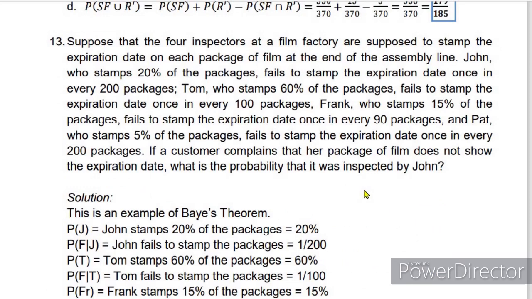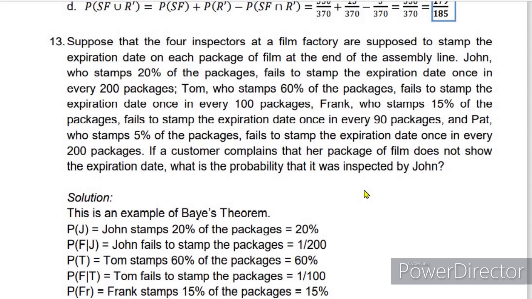Okay, so number 13. Suppose that the 4 inspectors at a film factory are supposed to stamp the expiration date on each package of film at the end of the assembly line. John, who stamps 20% of the packages, fails to stamp the expiration date once in every 200 packages. So that's our first data. Tom, who stamps 60% of the packages, fails to stamp the expiration date once in every 100 packages. Next, Frank, who stamps 15% of the packages, fails to stamp the expiration date once in every 90 packages. And Pat, who stamps 5% of the packages, fails to stamp the expiration date once in every 200 packages.